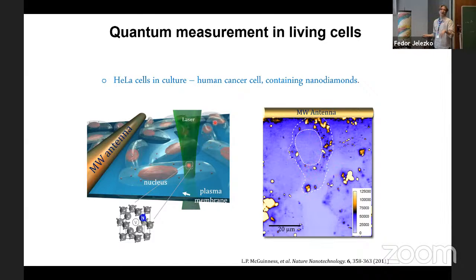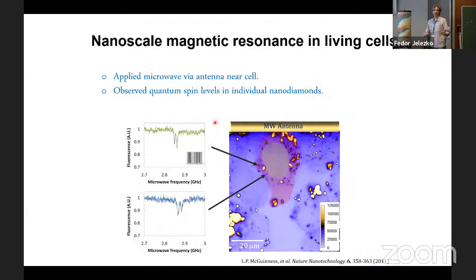You can now drive the microwave transition as we had before, but now inside of the cells. They also rotate a little bit, and each of them also has a slightly different internal strain coming from crushing. And this strain can actually be used as a label. So you can always distinguish one nanodiamond from another because it has a different zero field splitting from the inner strain, which can now be used as a label. So that's also an interesting future of this.